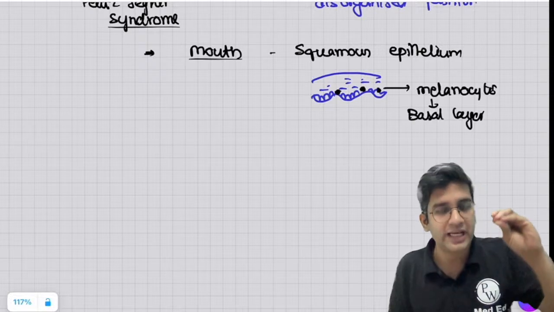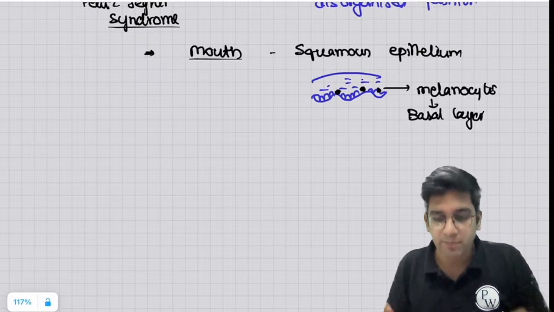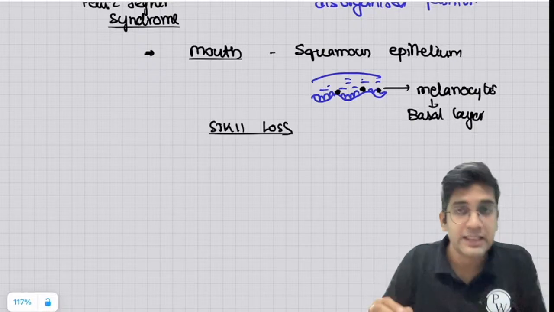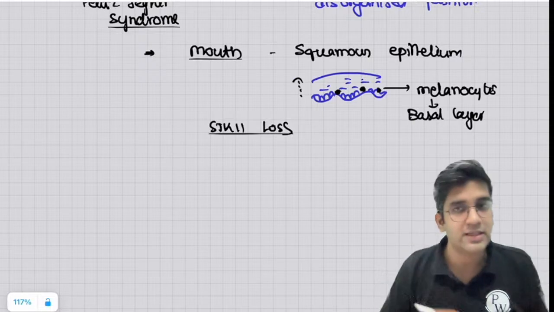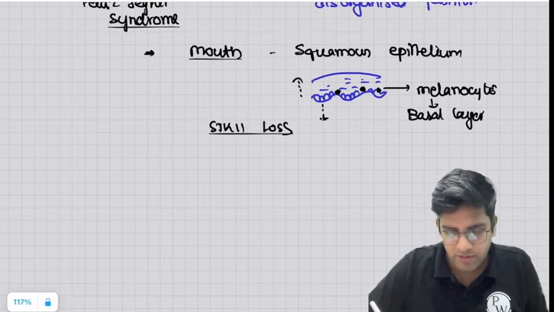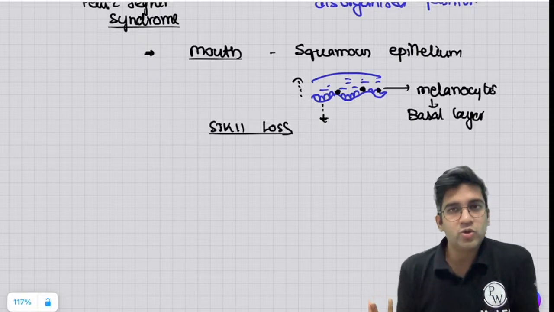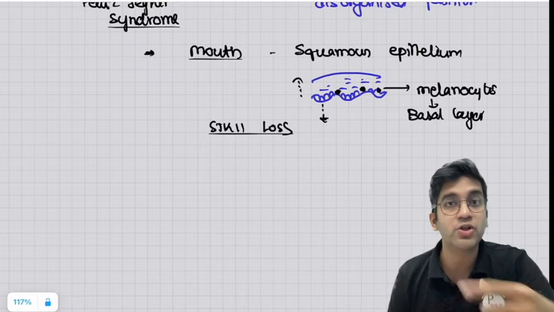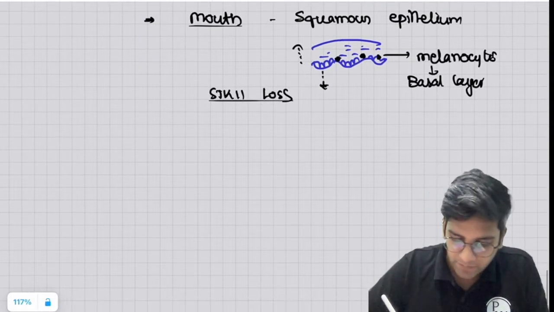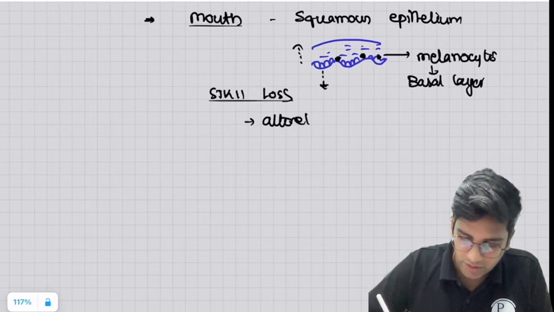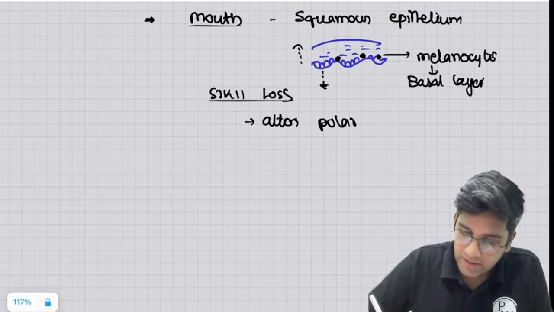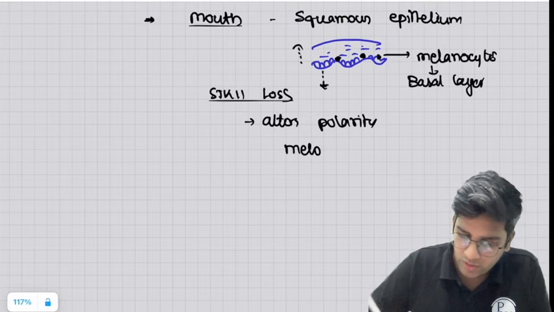Fine. Now tell me, when I have an STK11 loss, is there a possibility I have a mutation in the STK11? Is there a possibility that these melanocytes can come to the top? Yes. Or can go to the dermis? Possible? They don't know where to go because I don't have STK11, which told me to stay in the basal layer. That's what told me about the polarity, right? So when STK11 is lost, there is altered polarity. When there's an altered polarity, obviously the melanocytes can go anywhere.